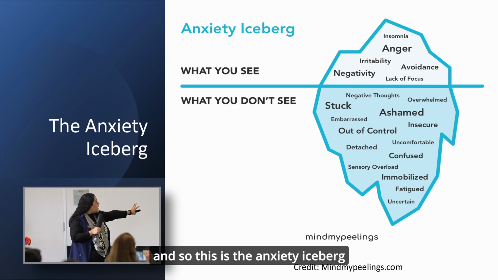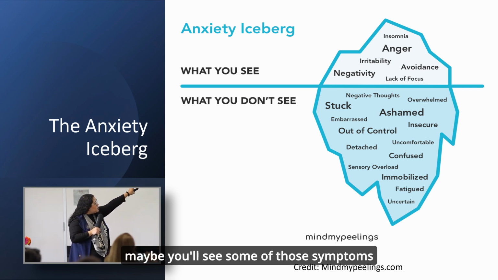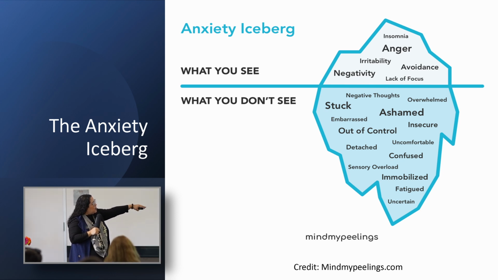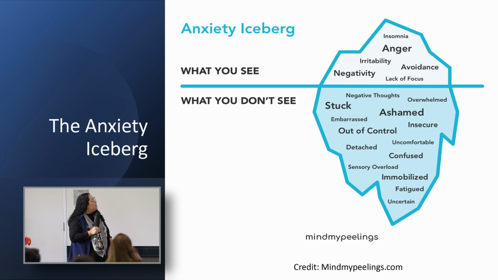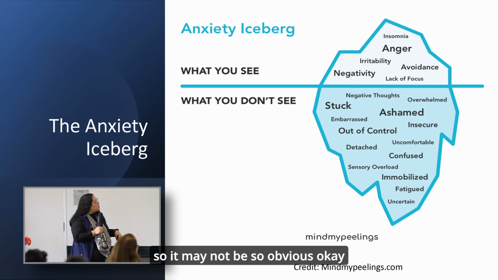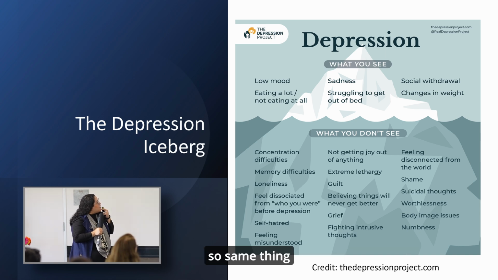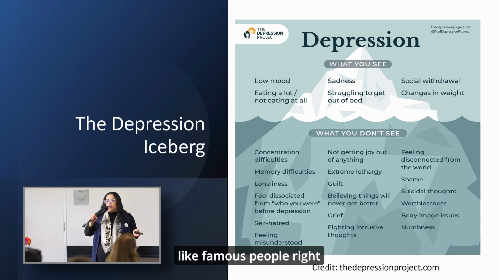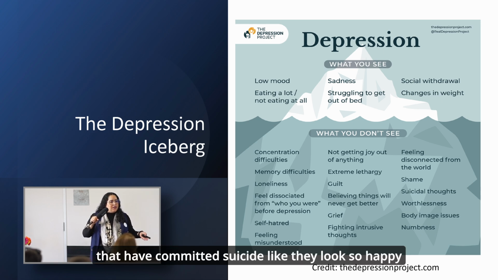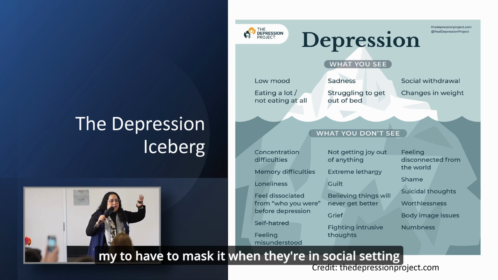And so this is the anxiety iceberg. When a friend tells you that they're anxious, maybe you'll see some of those symptoms, but there's a lot of other symptoms that we don't see, and that a lot of the times people feel very embarrassed about, so they try to hide them. So it may not be so obvious, okay? And then this is a depression one. So same thing. A lot of the times people try to mask their depression, and we see that in a lot of famous people, right, that have committed suicide. Like they look so happy, and that's so exhausting for them, right, to have to mask it when they're in social settings.